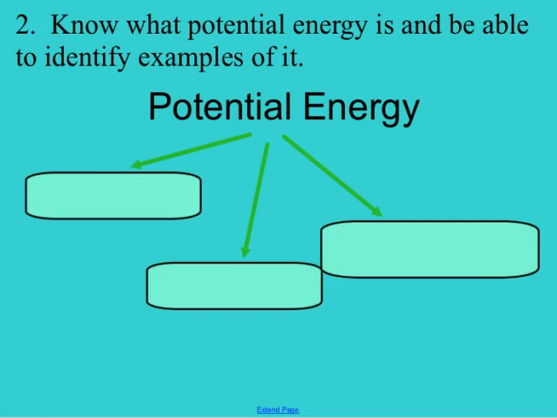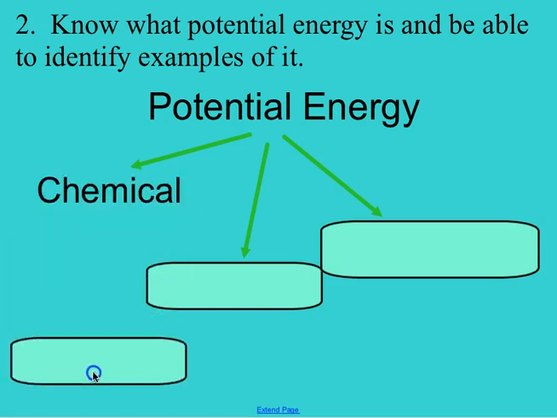So know what potential energy is and be able to identify examples of it. So I'm going to uncover this one right away. We haven't gotten to chemical energy yet. And chemical energy you're going to learn is a type of potential energy. Think about batteries. A battery can sit on your desk for a week or 2 weeks or 3 weeks or a month. And then you can put it into something and all of a sudden you get electricity out of it. That's because it's got chemicals in it. And so chemical energy is a type of potential energy.